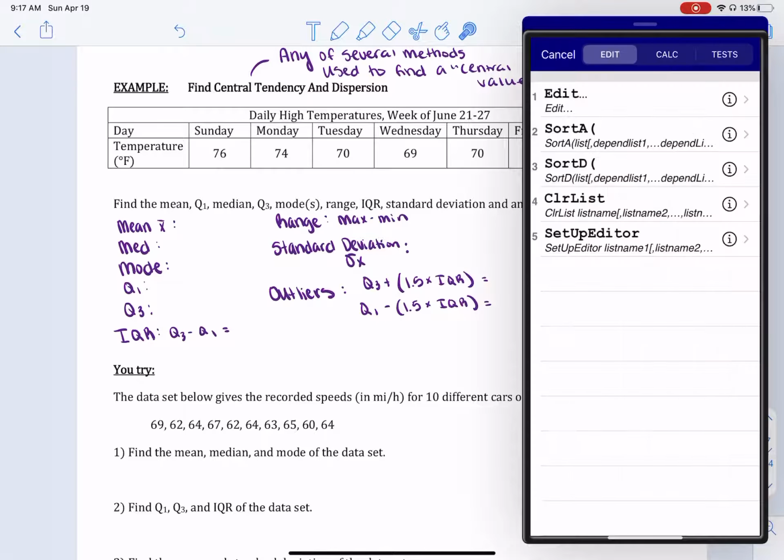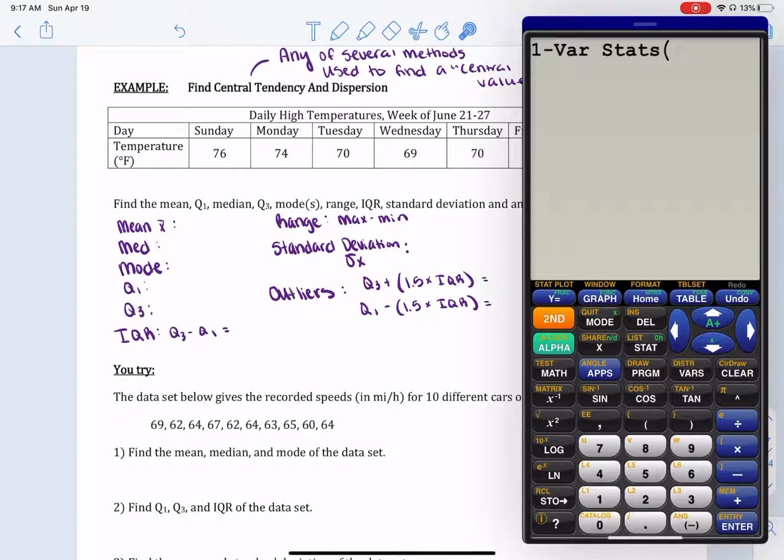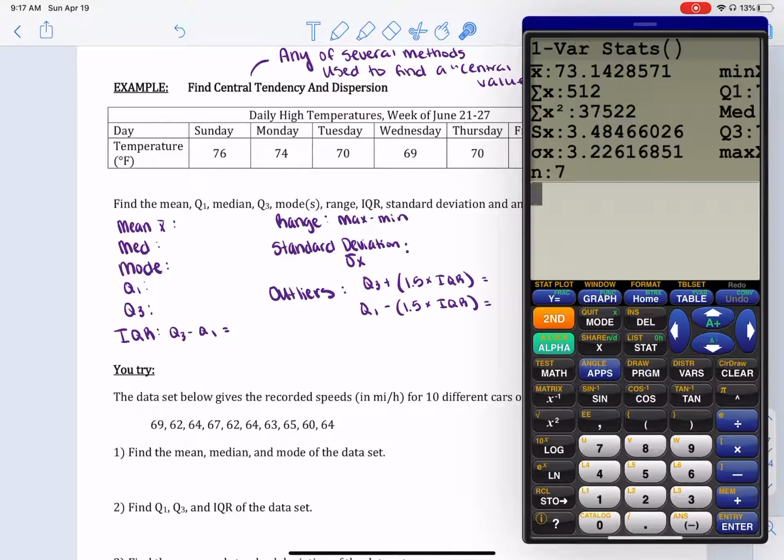The next thing you're going to do is click Stat again. Now look way at the top. Do you see how I have the Edit highlighted? You want to use your arrow and go over so you have the Calc highlighted, and you're going to click the one variable Stats. When you do that, that's going to give us all the information that you need.